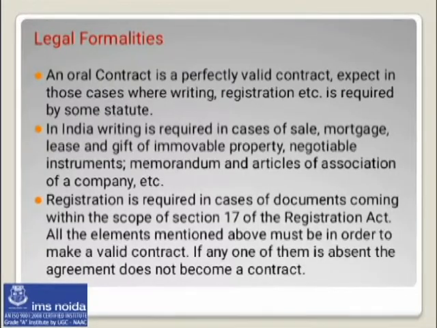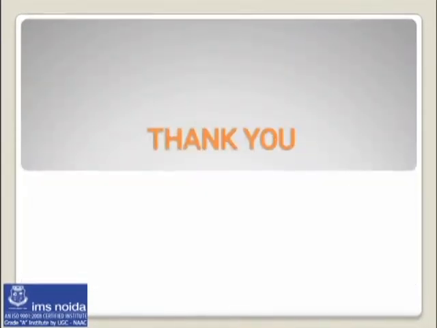Registration is required in cases of documents coming within the scope of section 17 of the Registration Act. All these elements mentioned above must be present to make a valid contract, and if any one of them is absent, the agreement does not become a contract. So for an agreement to become a valid contract, it has to fulfill all these essential requirements. Now I am concluding my discussion on the essential elements of a valid contract. So thank you.